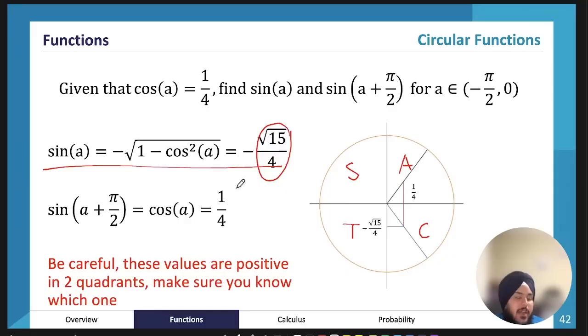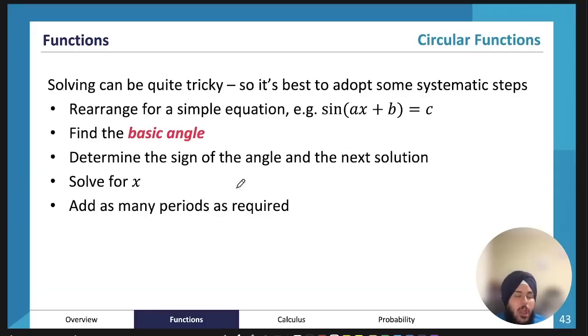So again, just another symmetry property thing. When we're solving circular functions, it's really important to follow a procedure. Otherwise the question is going to get really messy really quickly. Really important to follow a certain procedure. So the first part of the procedure is rearranging a simple equation.